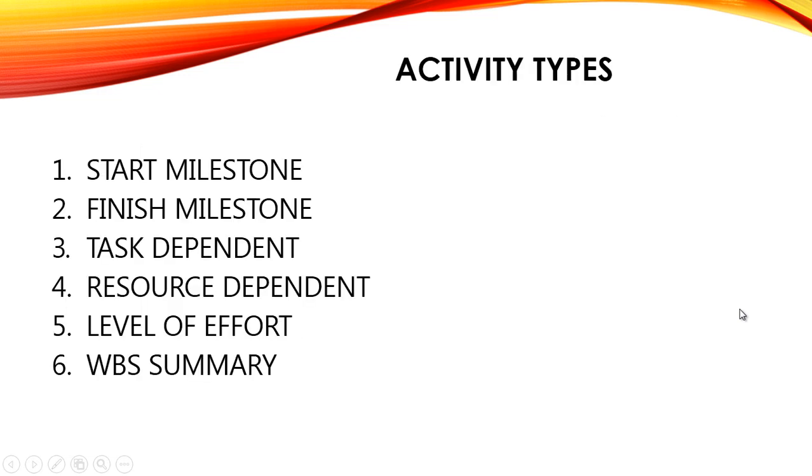Activity types. There are 6 types of activities in Oracle Primavera P6. First one, start milestone, then finish milestone, task dependent, resource dependent, level of effort, WBS summary.